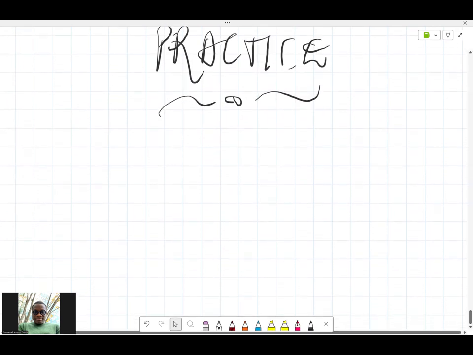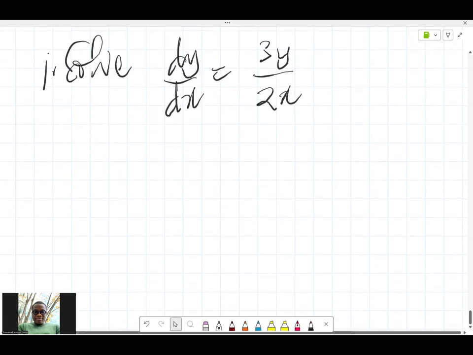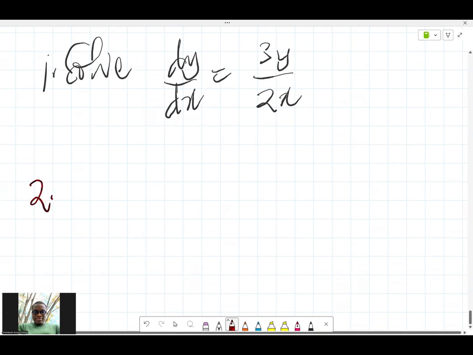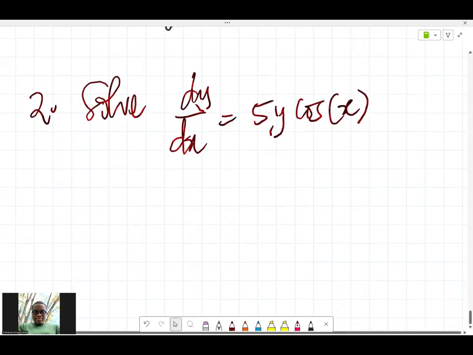Can you try to solve this one? Solve dy/dx equals 3y over 2x. You can separate and solve, right? Then number 2, solve the following differential equation: dy/dx equals 5y cos x. So 5y will go with y, cos x will go with the x.